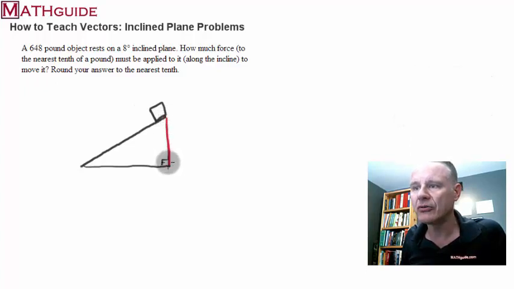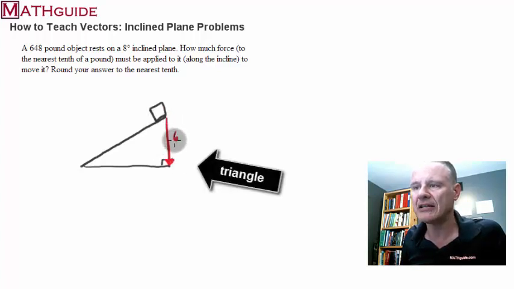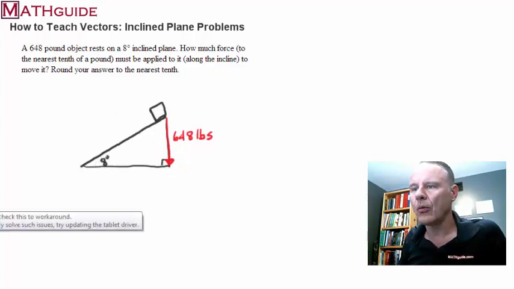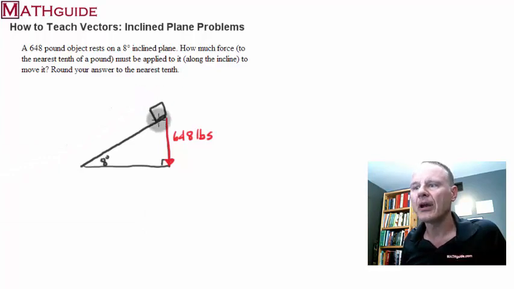I'm going to use the right side of this to represent 648 pounds. So we have this downward force on an 8-degree angle, and what we want to do is determine what kind of force is really pushing this box down the incline. See, some of the force is going to be absorbed by the hill. Now, what does that look like?